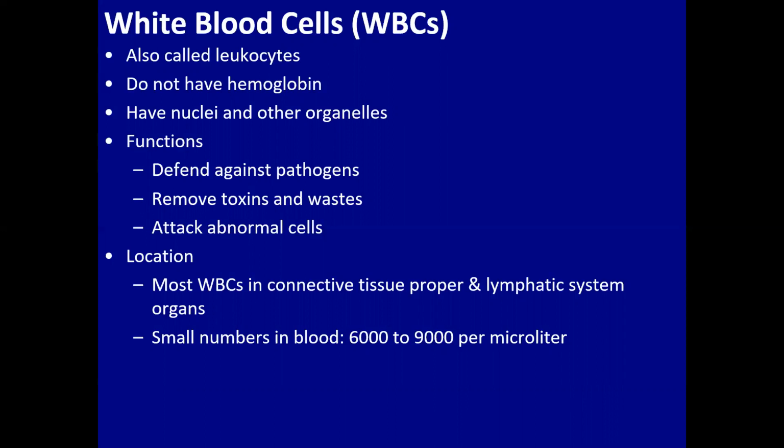Most of the time, your white blood cells are actually found in your connective tissue proper and in your lymphatic system. There's very small numbers in the blood. That's the reason why when you do a hematocrit, you just have that very, very thin, maybe 4% in the hematocrit is going to be white blood cells. They hang out in your connective tissue in your lymphatic system, and they go in and out of your blood as needed.